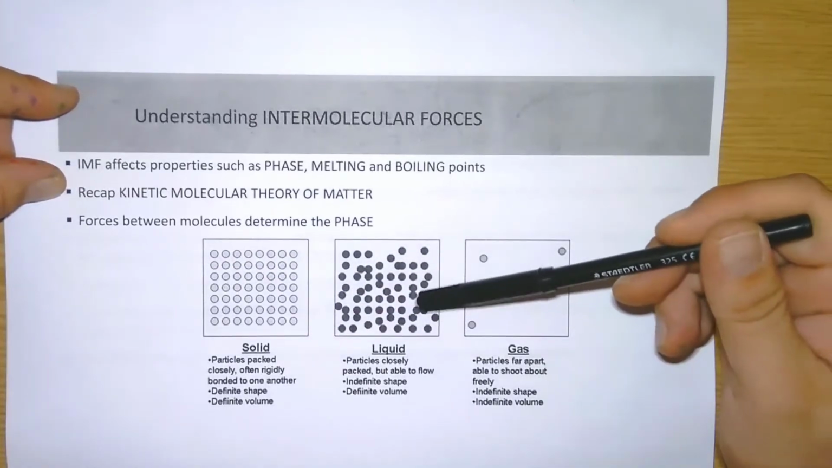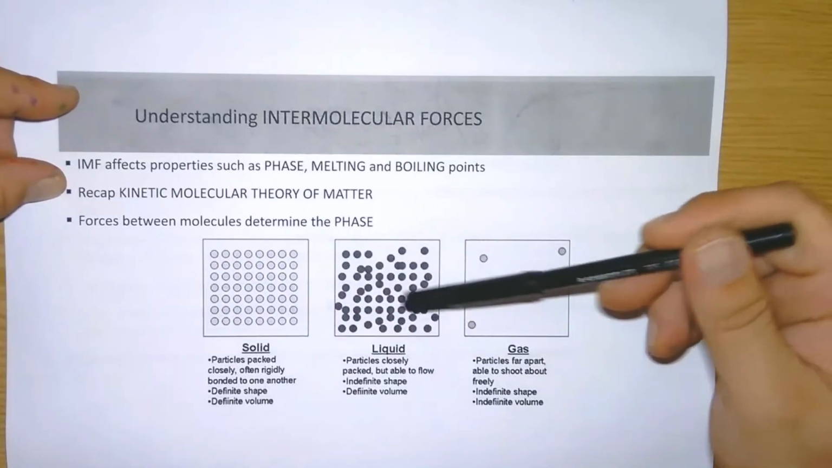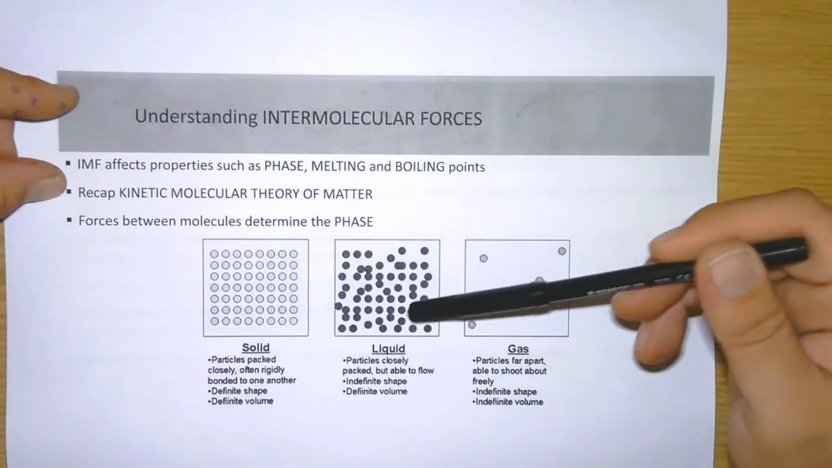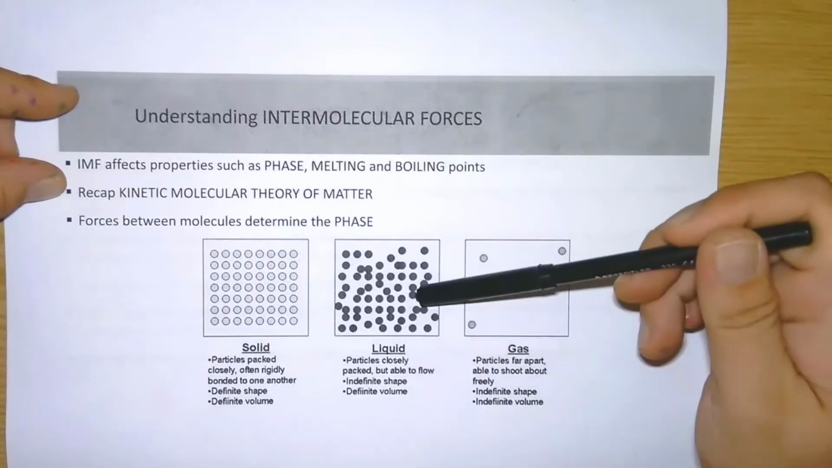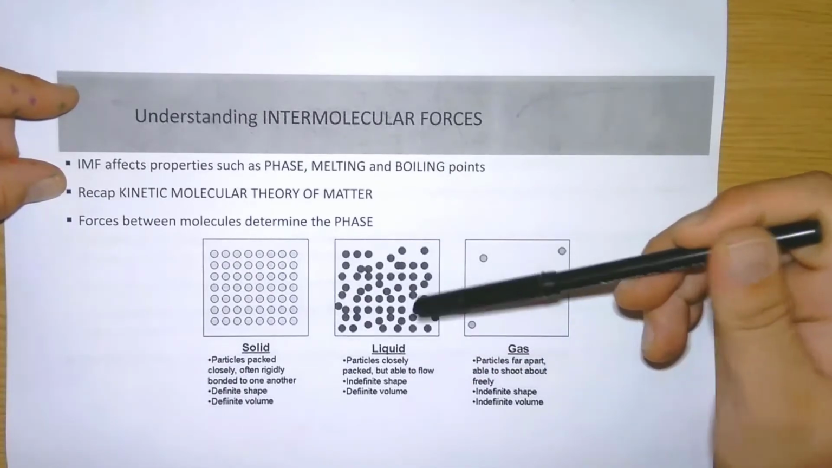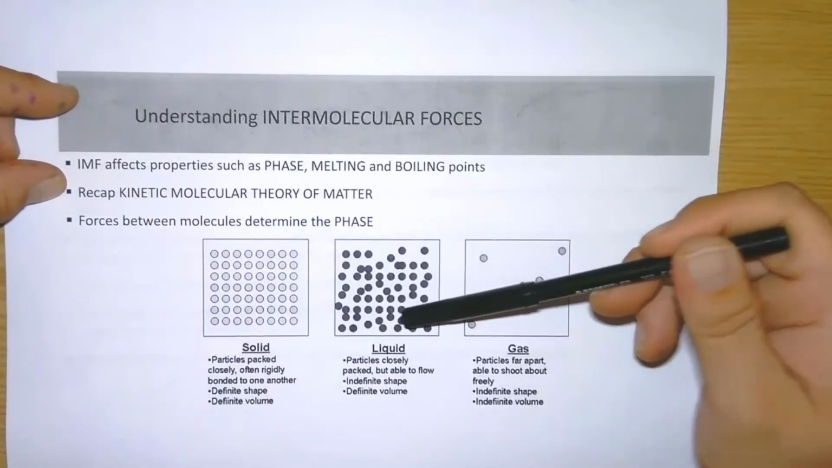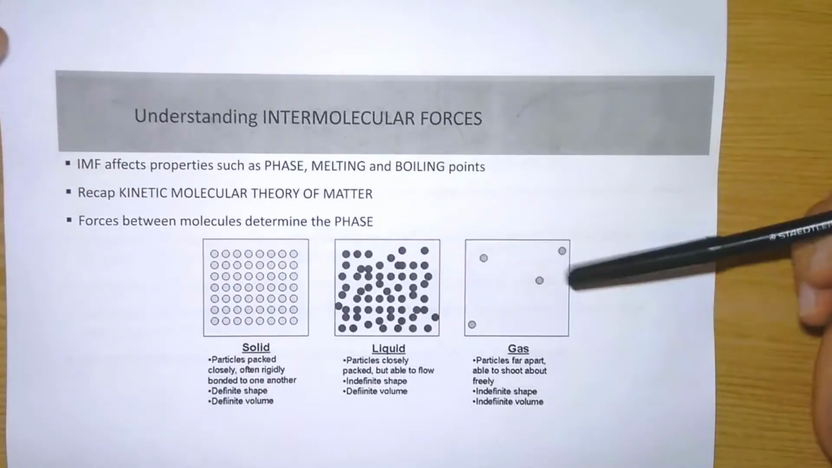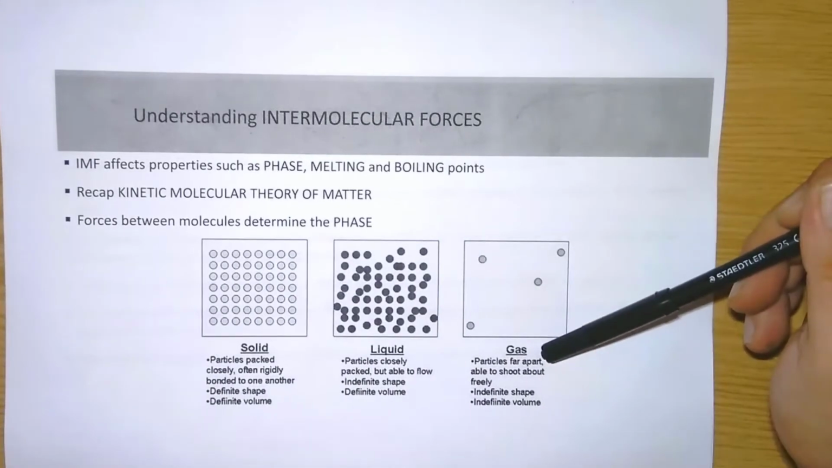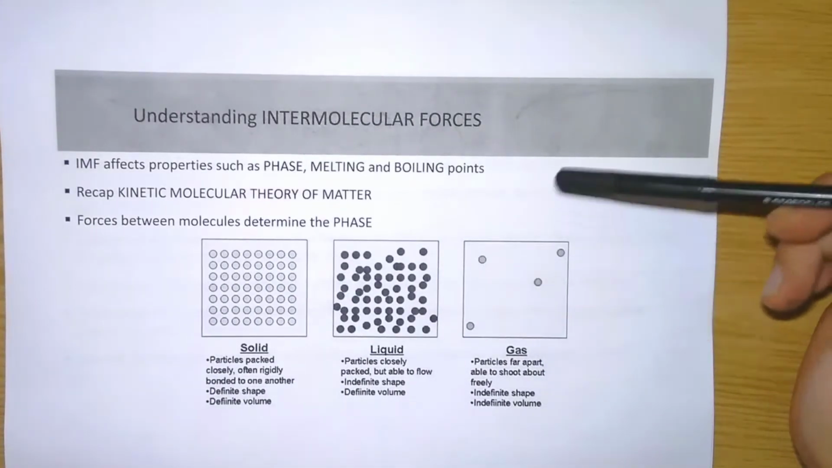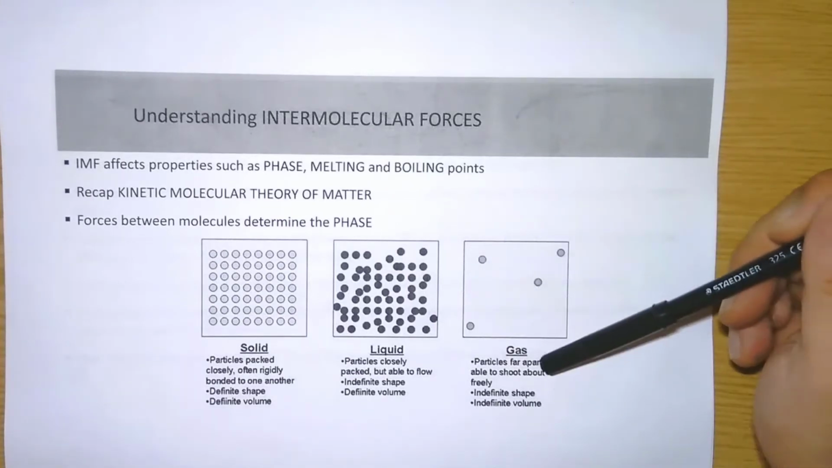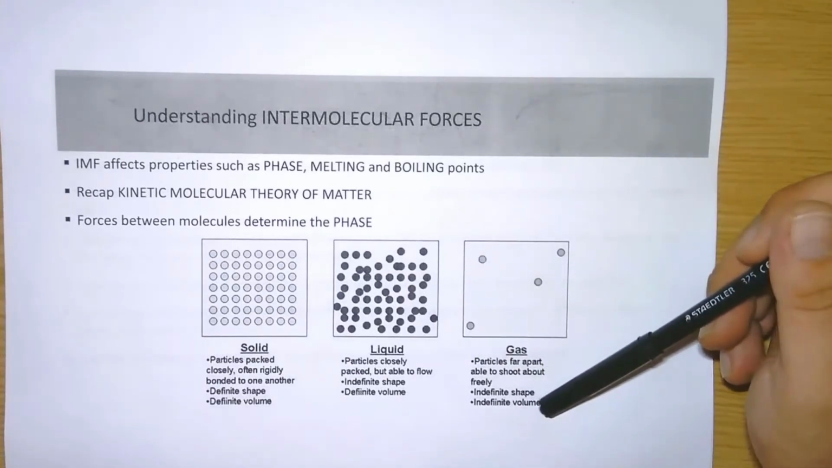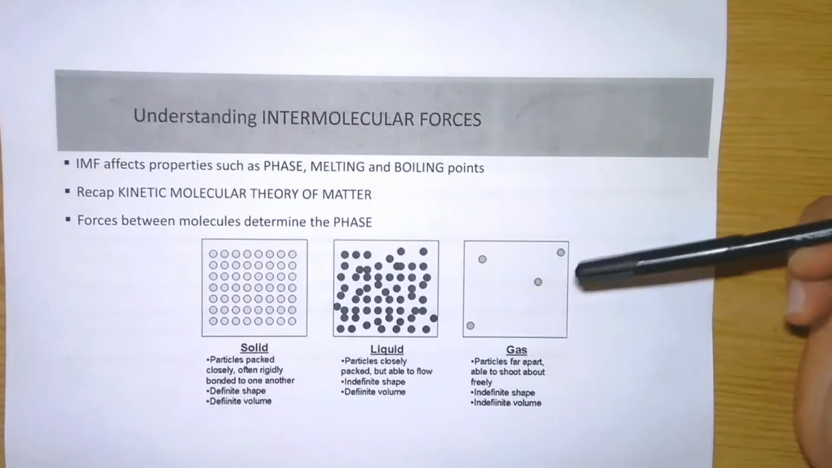A liquid, the particles are still closely packed, but they're able to flow over each other. They're able to glide over each other. It has an indefinite shape. In other words, it takes the shape of the container it's in, but it still has a definite volume. A liter of water is a liter of water. Gases are very, very far apart from each other, and they shoot about and move freely at high velocities and so on. They have an indefinite shape and an indefinite volume, meaning they take the shape and the volume of the container.